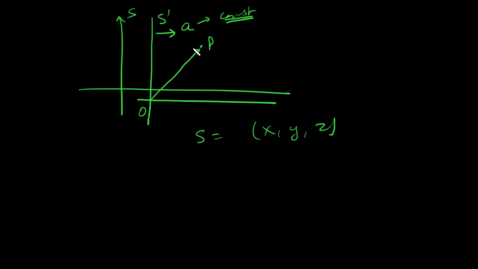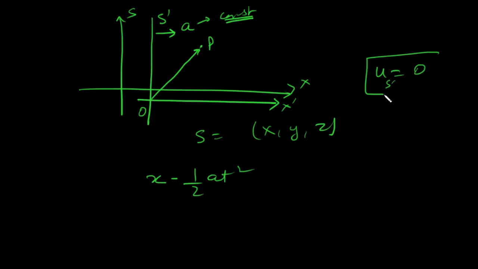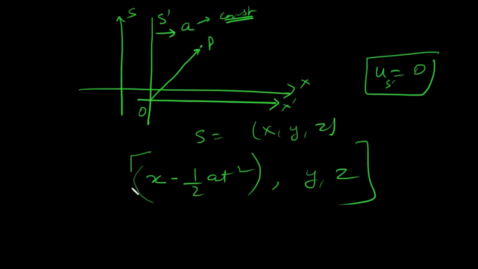Again, S dash is moving parallel to the X axis of S, with a constant acceleration A. It has started with an acceleration A. This means the X coordinate will get reduced by half A T square, because the initial velocity of the frame S dash is equal to 0. So the point P will have X coordinate as X minus half A T square. Y and Z will be the same as the frame is not moving parallel to them. So these are the coordinates with respect to S dash.